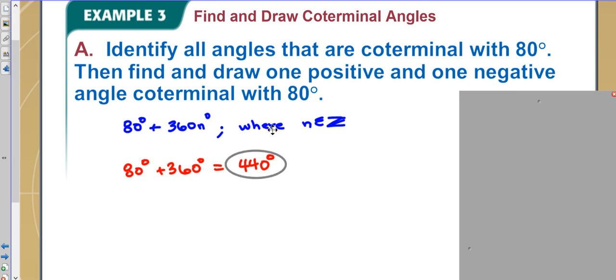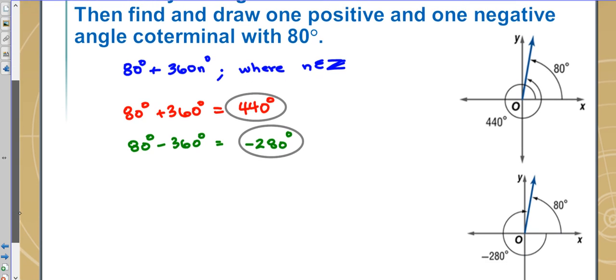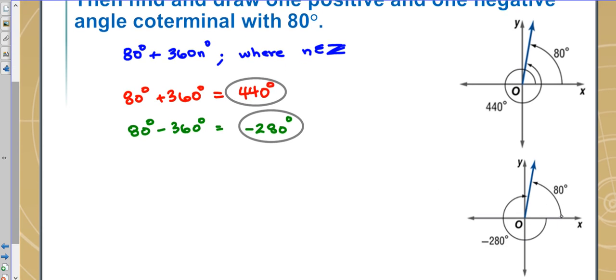So up here is the formula to find them. And then if I wanted to find a negative, all I would do is instead of adding 360, I would just subtract 360. So if I subtract 360, I get negative 280. And that would also be coterminal. And so we look over here at our picture, and it shows us, here's what 80 degrees looks like, this one. And if I added it, I would get 440. So it just goes all the way around. If I subtracted 360, I would still end at the same place, but negative would mean go down from the x-axis rather than going up, and I would end up there with negative 280 degrees.